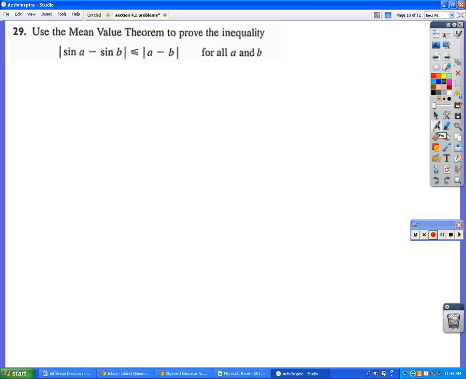Use the mean value theorem to prove the inequality that the absolute value of the sine of a minus b is less than or equal to the absolute value of a minus b. All right, ready? We're going to just go right to the notes here. Okay, so let's let f of x equal sine of x. And then let's, for some reason, decide that b is less than a.